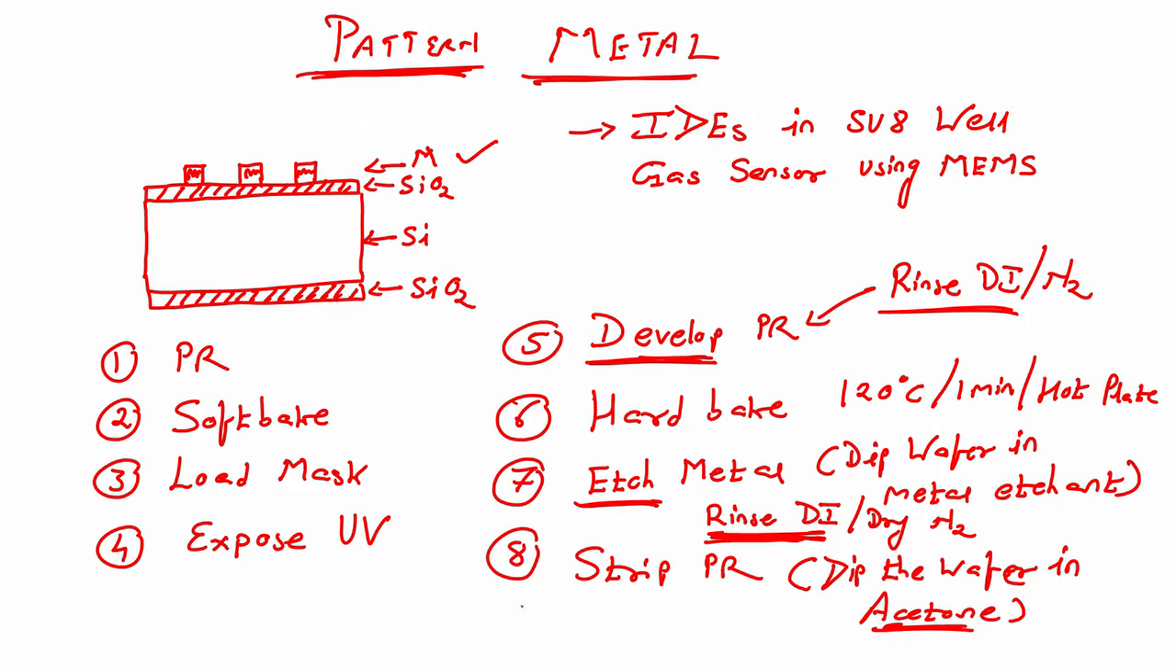After acetone you have to rinse with DI and dry with N2. Got it? Now, how you can pattern the metal, you know, it is very easy, super easy. Oxidation you know, metal deposition you know, lithography you know. This is an example of how we can do photolithography for patterning the metal.